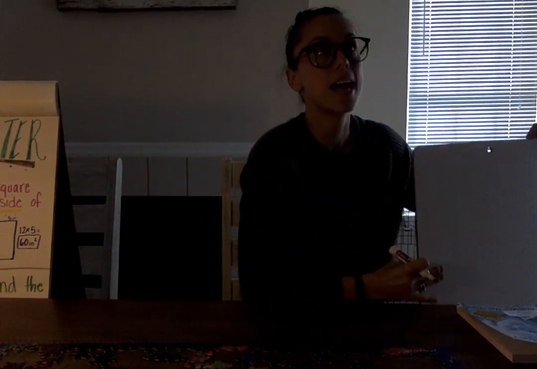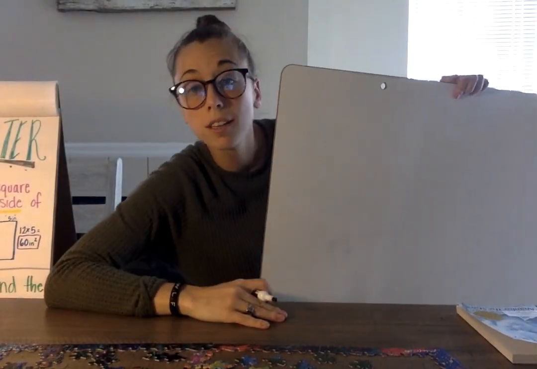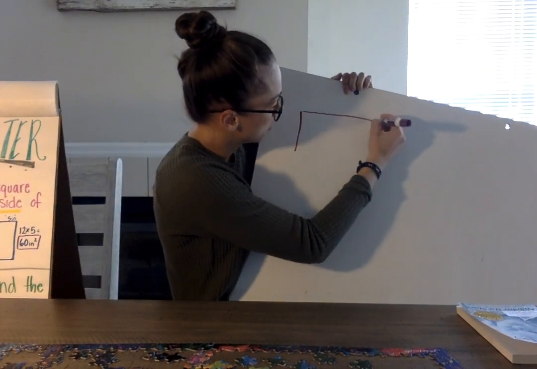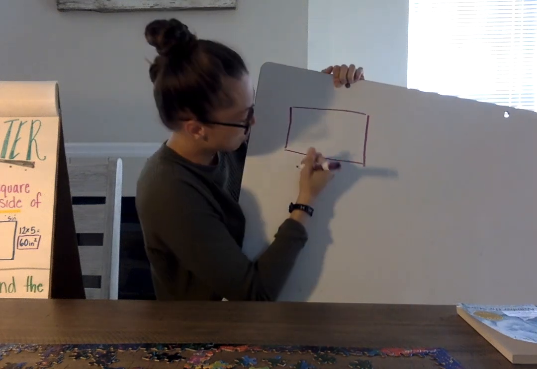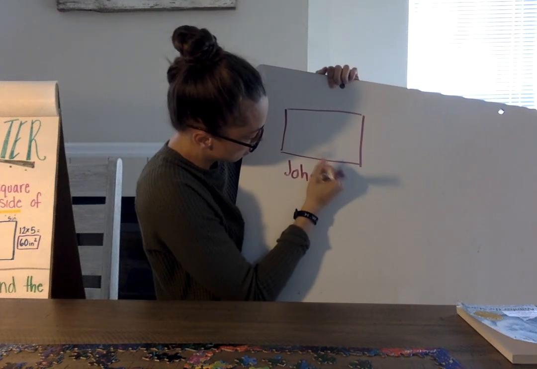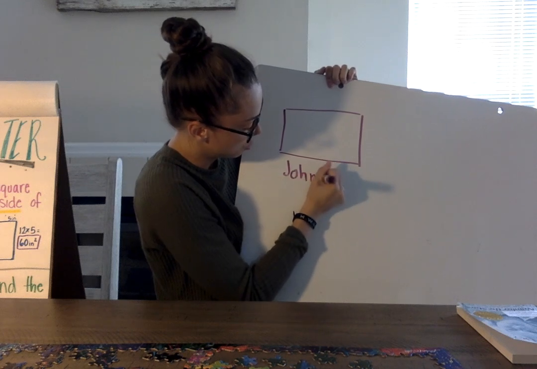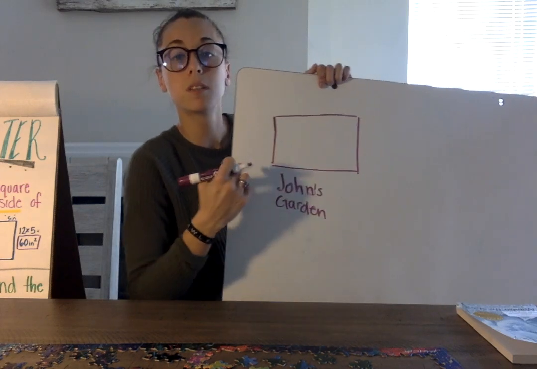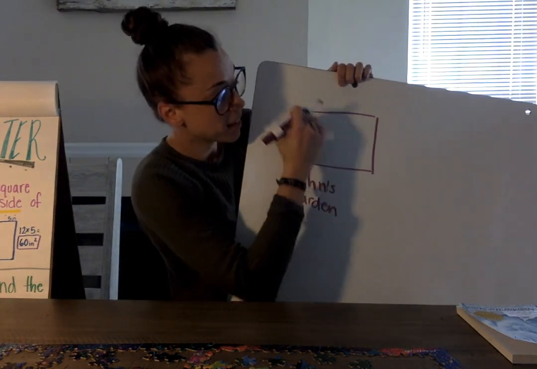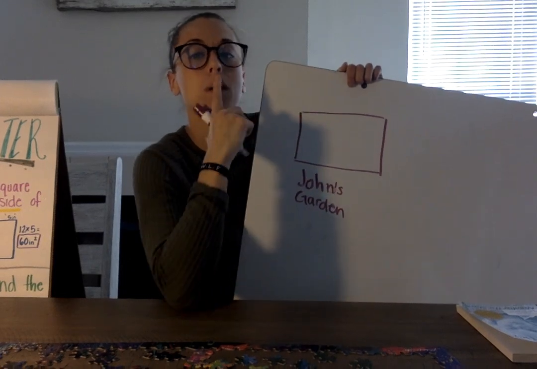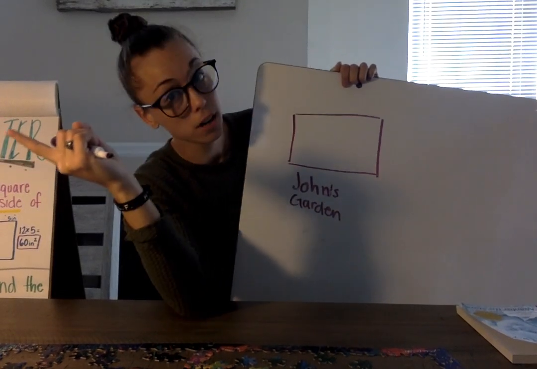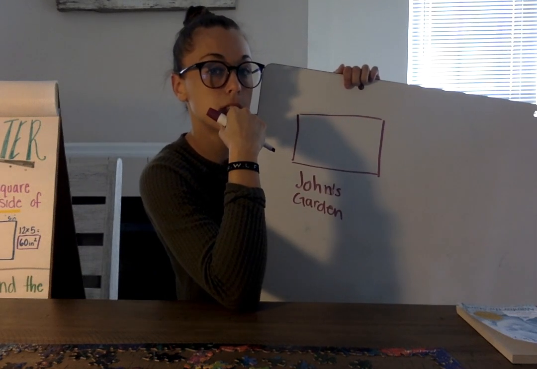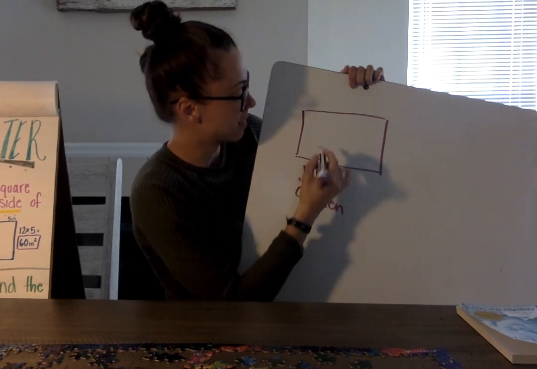So let's say that John is building a fence around his garden, okay? All right, so we're going to say that this is John's garden. So he wants to build a fence that goes around the outside. So I want us to think, are we going to be using area or perimeter to figure out the fence around the outside? So if you're thinking perimeter, then that's exactly what we're going to do.